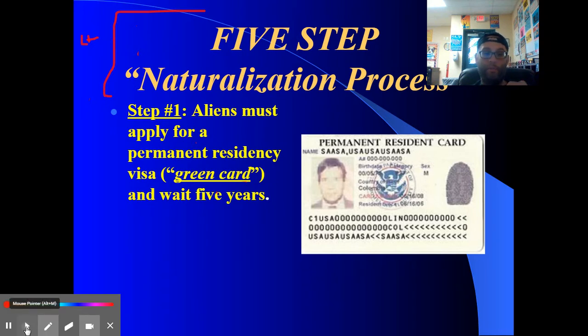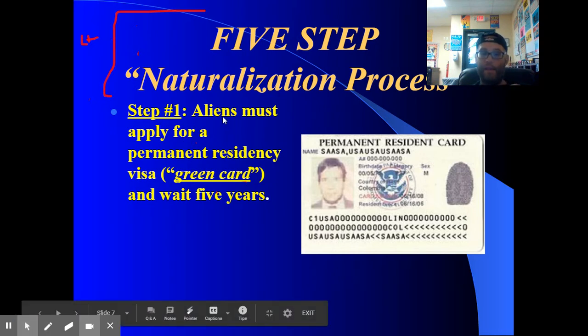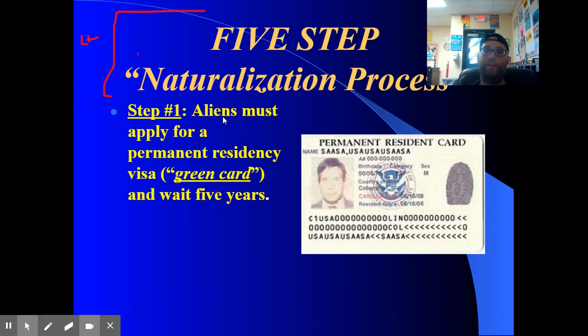Okay, so number 1 step, aliens. An alien is just a term that describes anyone who lives in another country. They're from one country and they live in a different country. So if I moved to Ireland, I would be an alien. I know it's a weird term. And there's such things as legal aliens, they move there legally, or illegal aliens, which you sometimes hear referred to, people who move to another country illegally.